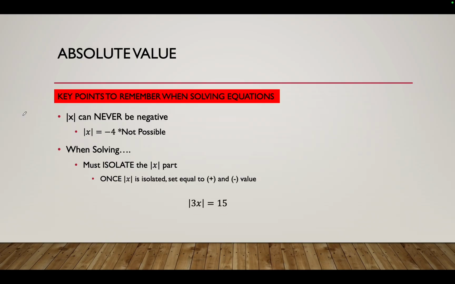So for example, the absolute value of 3x equals 15. That's going to be true when 3x equals 15 or 3x equals -15. So once we have the absolute value by itself, we can set it equal to the positive and negative value. Thinking on a number line, the distance away from 0 would be at positive 15 or -15. And we solve both.